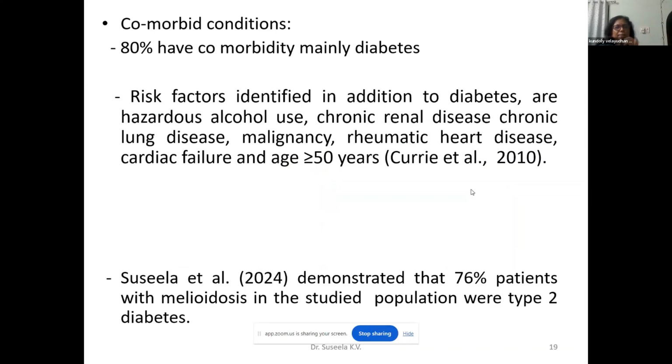Usually the majority of the patients, 80%, have comorbidity, mainly of which 50% have diabetes. Other risk factors are hazardous alcohol use, chronic renal disease, chronic lung disease, maybe malignancy or rheumatic heart disease or cardiac failure. Age is also a factor: people more than 50 years are more prone to get infection. In one of our studies, we got 72 patients with melioidosis. We could prove it by microbiological culture. It was an 8-year study, and of these, 76 patients were diabetic.